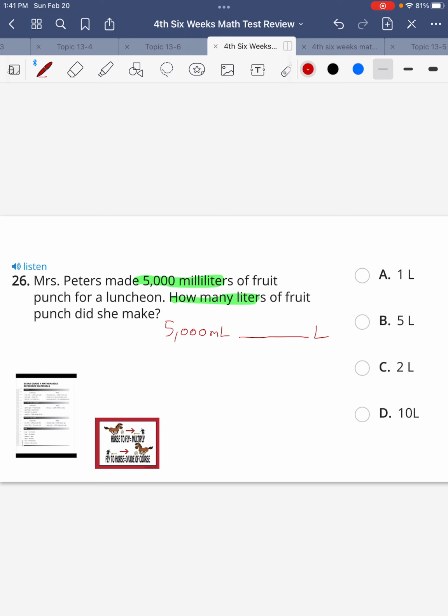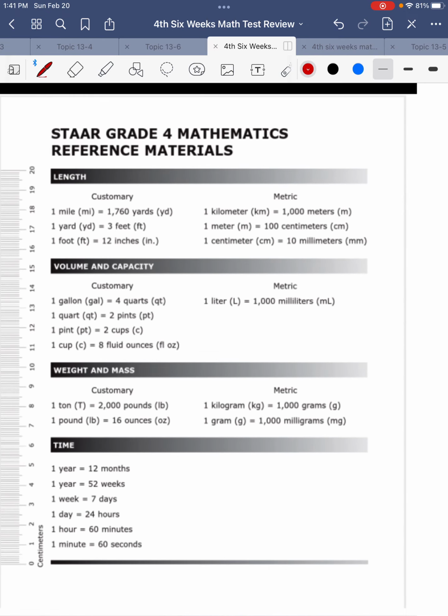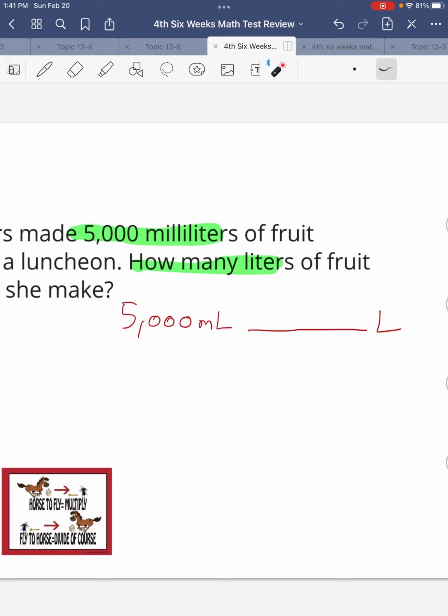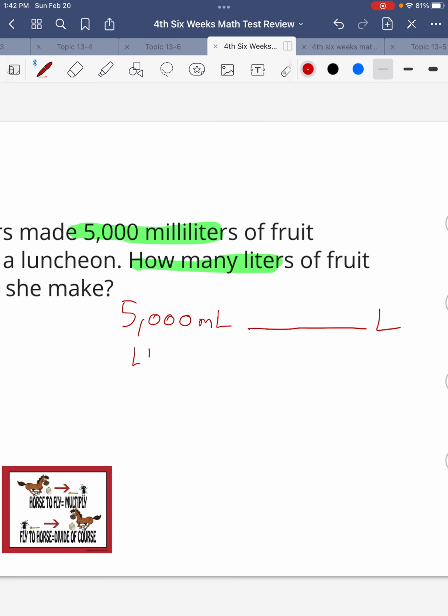So the first thing I need to do is find, well, what's my conversion? Okay. So we're going to go into our reference chart. And if I go in here, I can see 1 liter equals 1,000 milliliters, okay? I'm going to write that down. I'm going to put 1 liter equals 1,000 milliliters, okay?